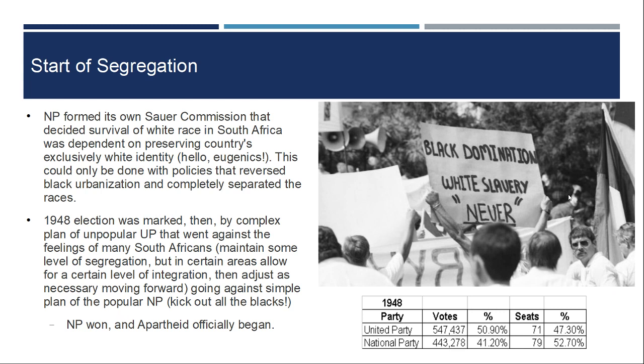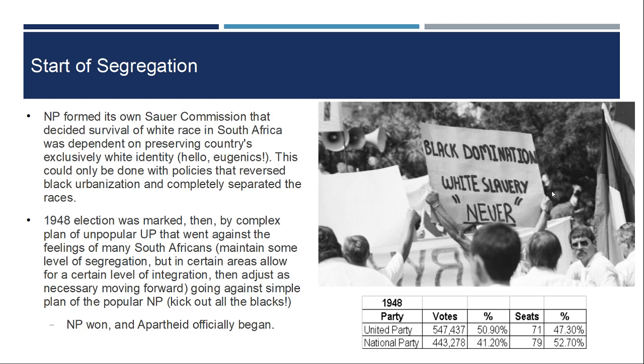Guess who that's not going to make happy? This crowd. This kind of person right over here. That's who that's not going to make happy. So the National Party, in response, forms their own commission called the Sawyer Commission, and the Sawyer Commission comes to a very different conclusion. The Sawyer Commission's conclusion is that the survival of the white race in South Africa is dependent on preserving the country's exclusively white identity. Man, that is a sentence and a half. The survival of the white race is dependent on preserving their exclusively white identity.